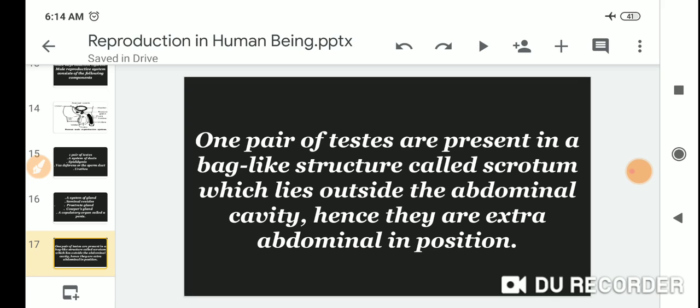One pair of testes is present in a bag-like structure called the scrotum, which lies outside the abdominal cavity. Hence, they are extra-abdominal in position.